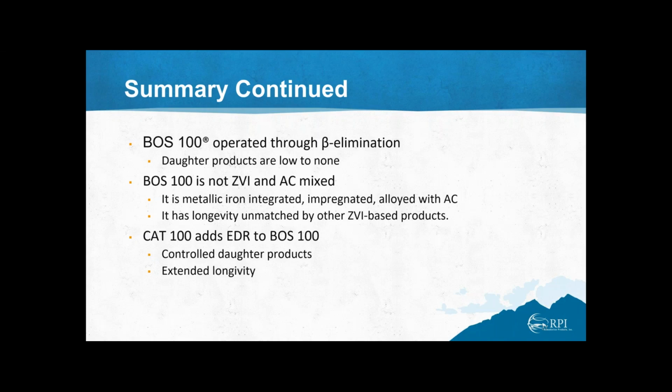The CAT 100 product adds EDR to the BOSS 100. It has more daughter products, but the daughter products are controlled relative to pure EDR. And it also has extended longevity. And I should have added here, you have a much faster reaction rate than you would have with pure beta elimination.